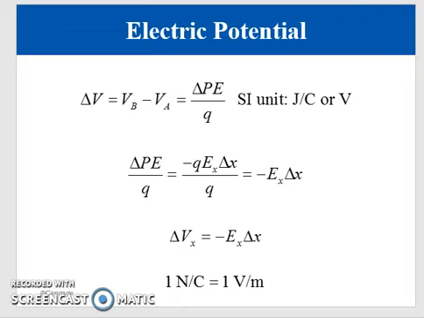So now we want to introduce the idea of electric potential. And electric potential is related to potential energy in that if we take the change in potential energy of a system and divide it by the charge in that system, then we get the change in electric potential. Now we denote electric potential with the symbol V.